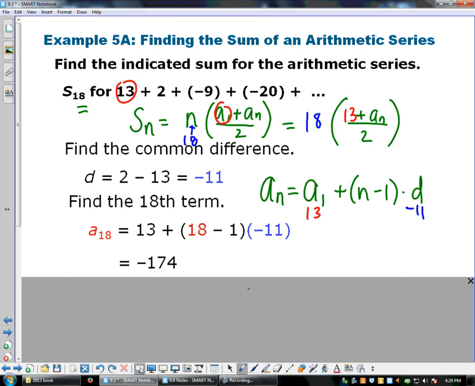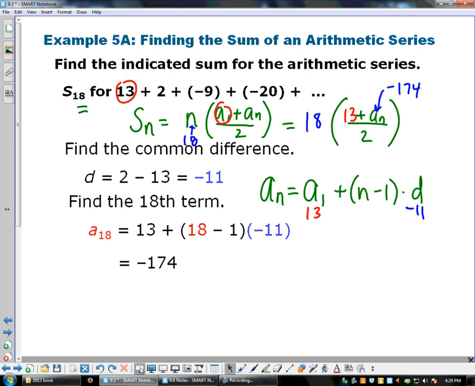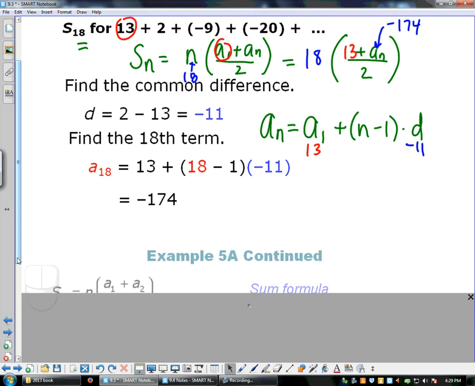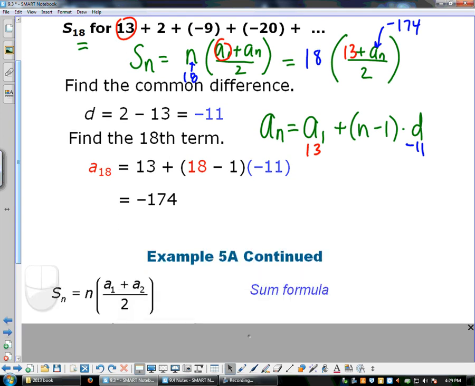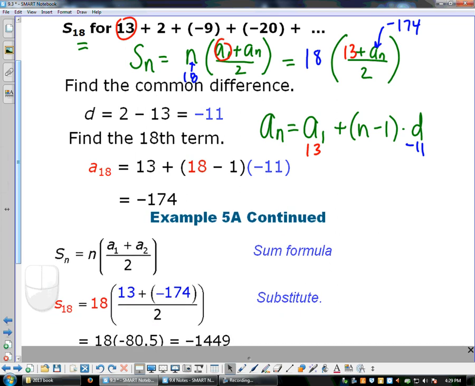So in my formula up here, I now know what I need to average. This last one should be -174. So if I'm going to average those together in our formula, we're going to have 18. Maybe make this an n instead of a 2 here just so we're not misleading us. That's going to be -1,449 would be what you would get for adding 18 terms of that sequence.